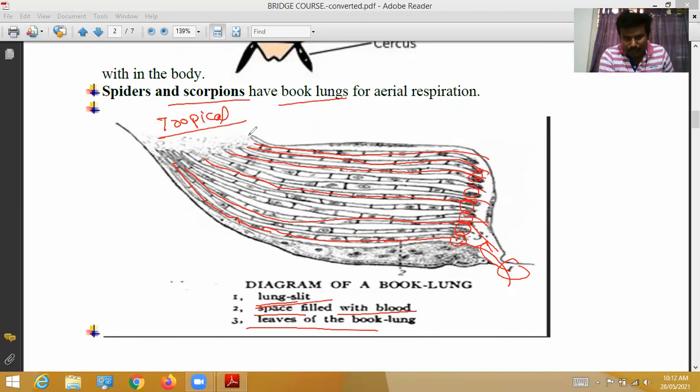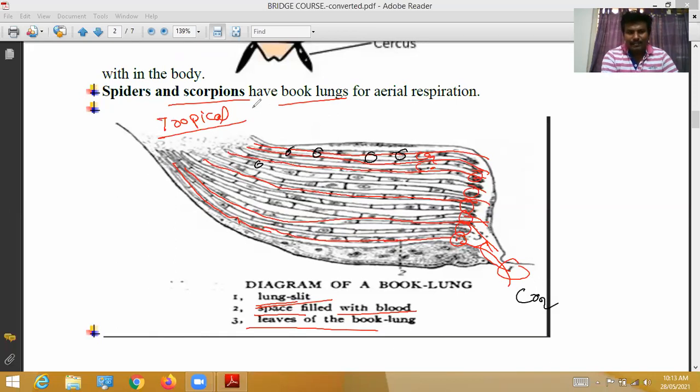So through these book lungs, oxygen is circulated throughout the body, and body parts utilize oxygen and immediately release carbon dioxide. So from all the body parts, the carbon dioxide enters into the blood. Through the blood, carbon dioxide again comes here, reaches these parts again. Through the same pathway, carbon dioxide is expelled out.